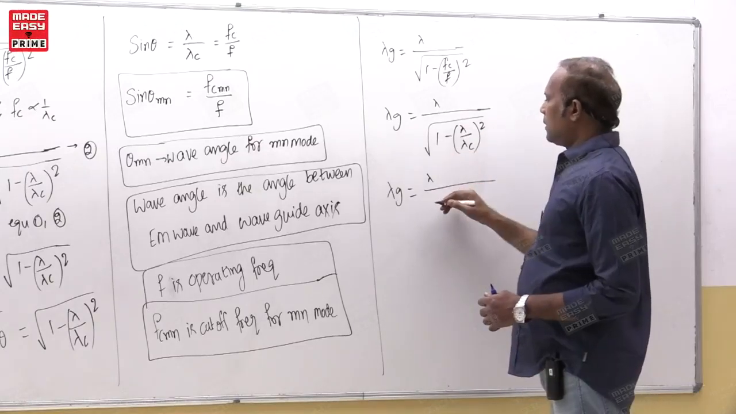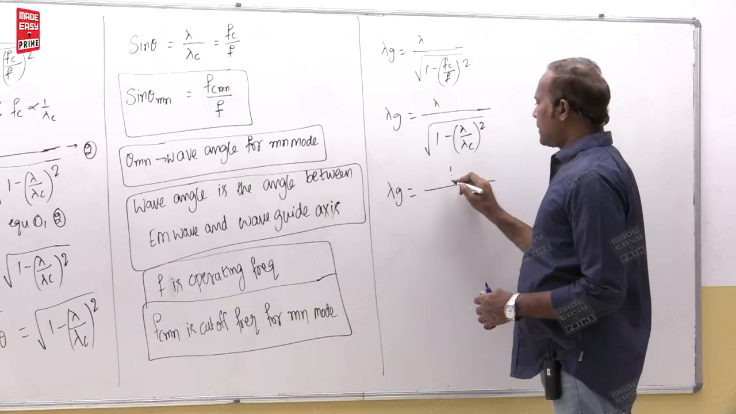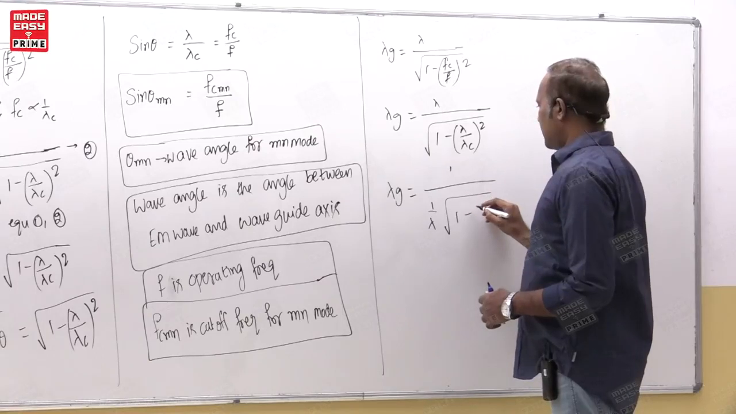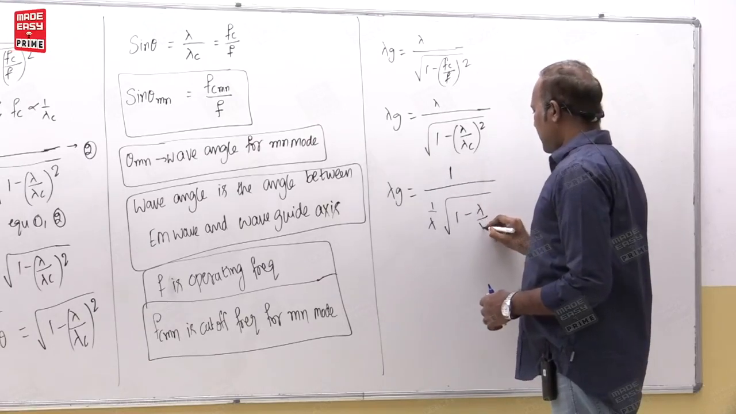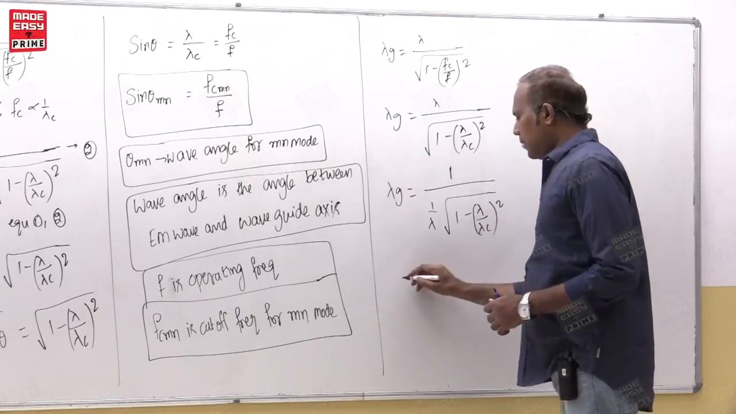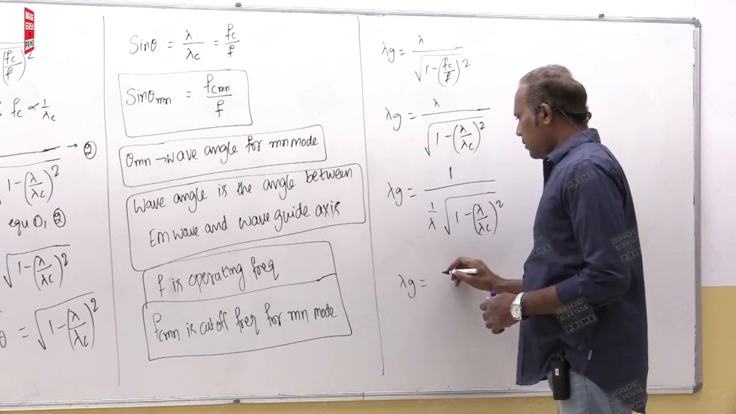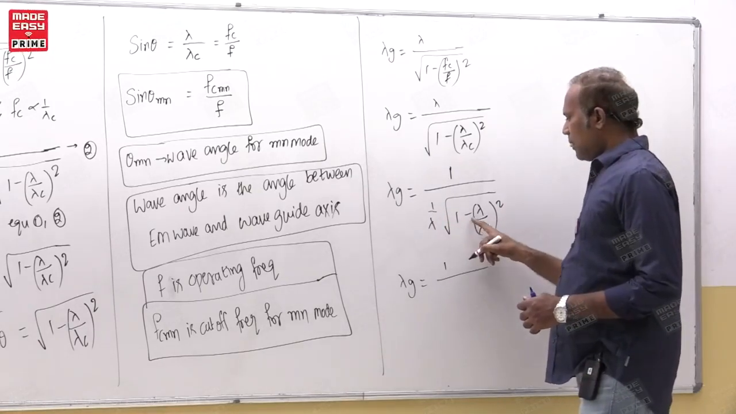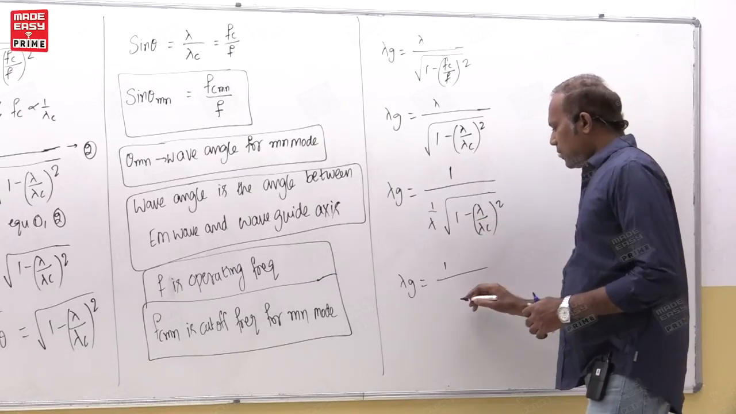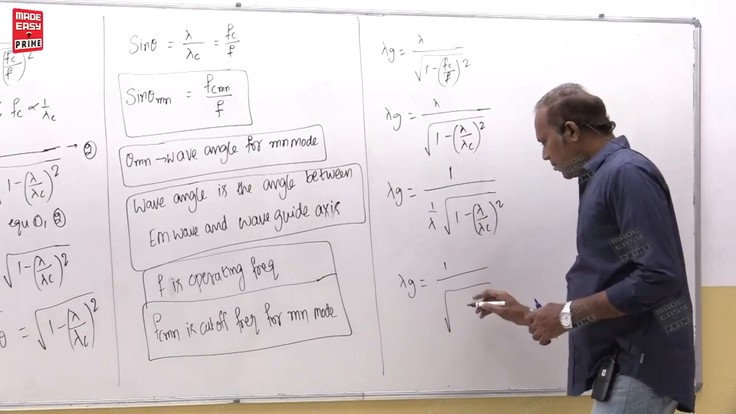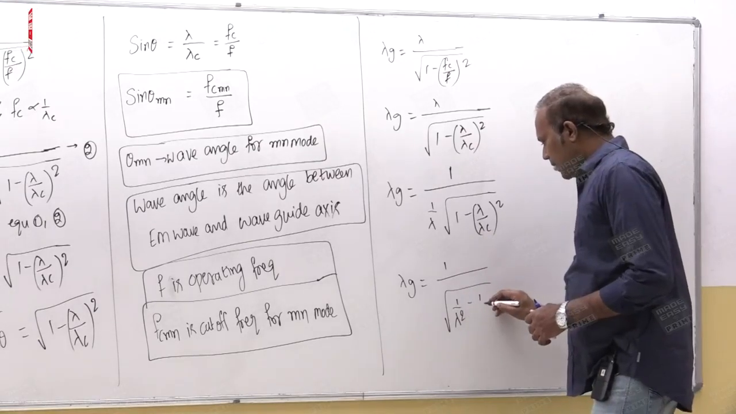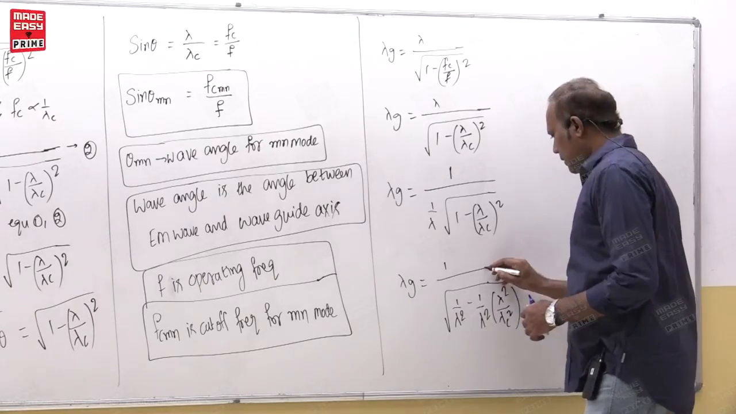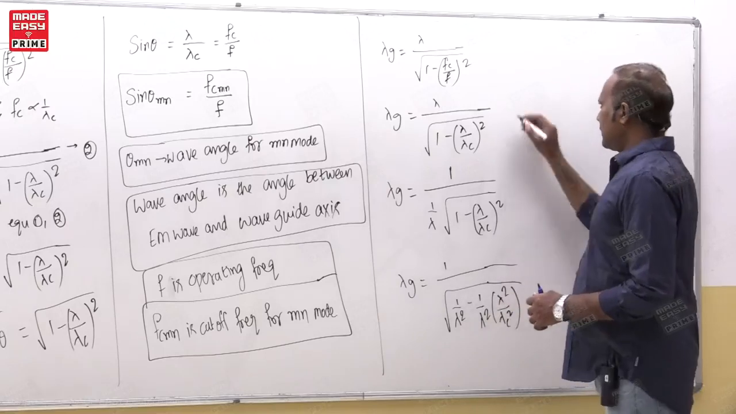you do one thing, I will write like this: 1 by lambda root of 1 minus lambda by lambda c square. Ultimately lambda g is equal to 1 divided by, you send 1 by lambda inside, then it becomes 1 by lambda square. Here 1 by lambda square cancel. So ultimately it becomes 1 by lambda square minus 1 by lambda square into lambda square divided by lambda c square. So ultimately this cancel. Okay.